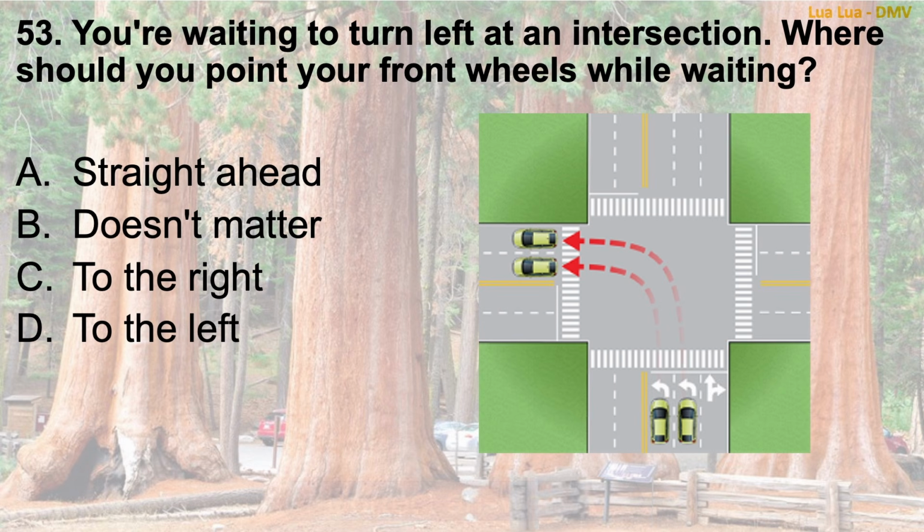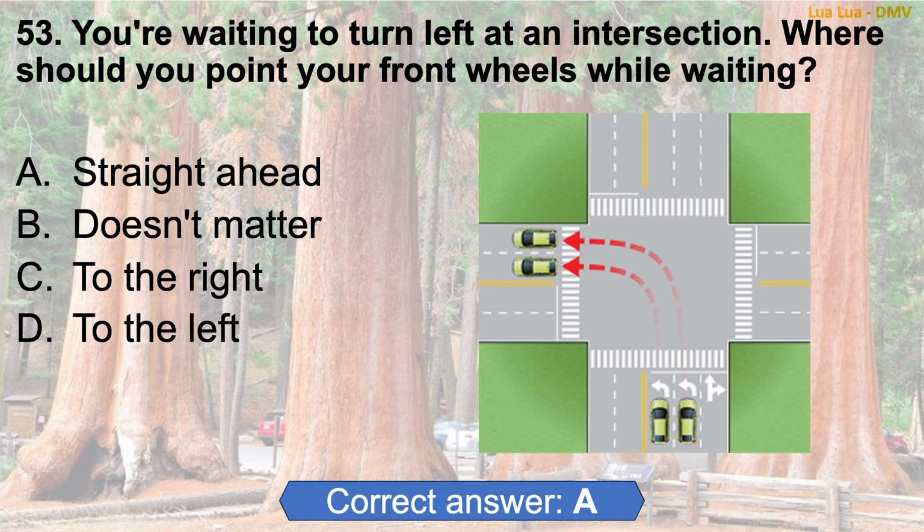Question 53. You're waiting to turn left at an intersection. Where should you point your front wheels while waiting? A. Straight ahead. B. Doesn't matter. C. To the right. D. To the left. The correct answer is A. Straight ahead.